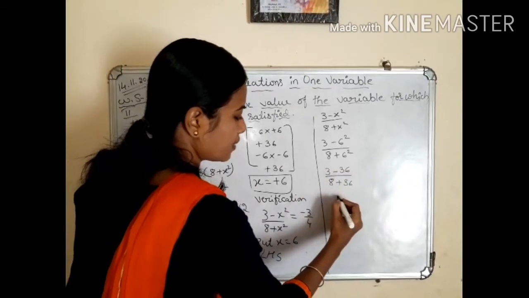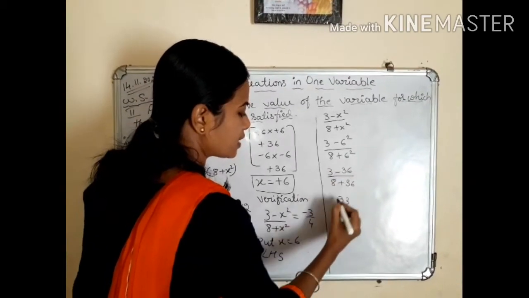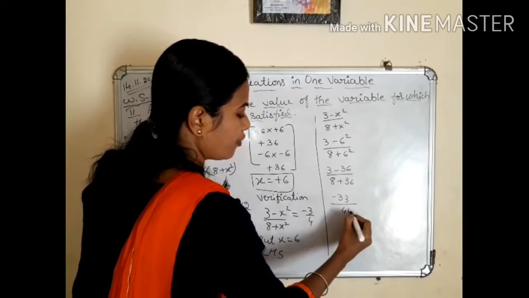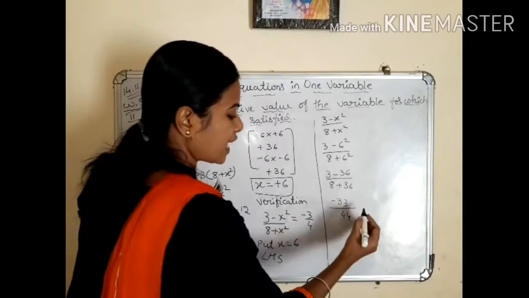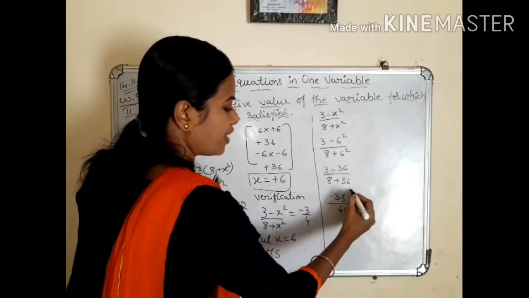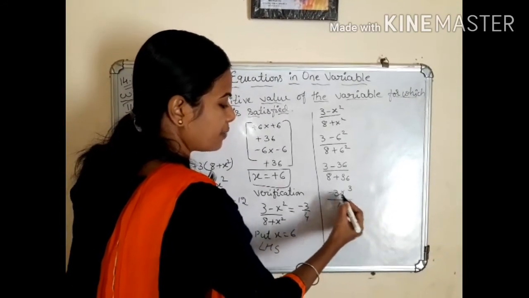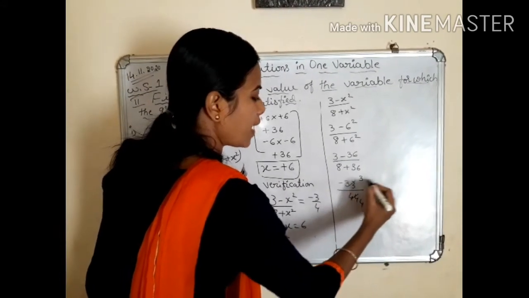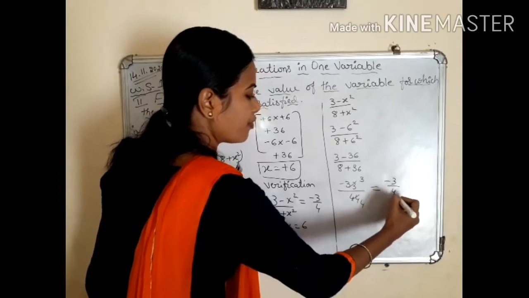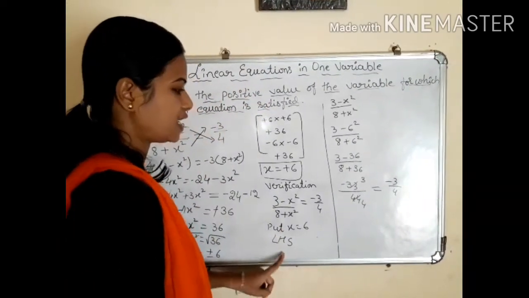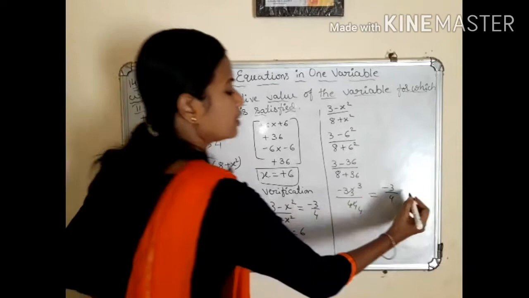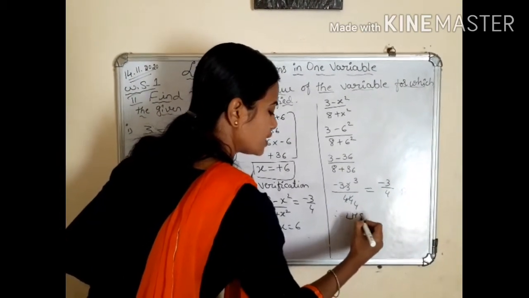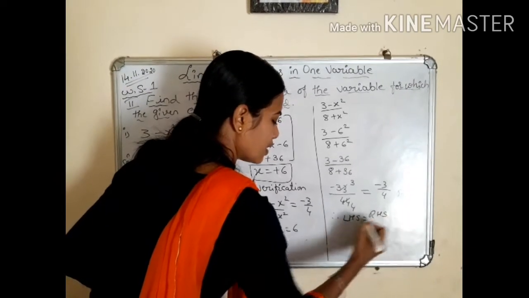36 minus 3 is 33, with the minus sign, divided by 36 plus 8 is 44. Go for cancellation. 11 3s are 33, minus sign as it is. 11 4s are 44. Here we got minus 3 divided by 4. By considering the LHS, we proved the RHS. Therefore, LHS is equal to RHS. Hence verified.